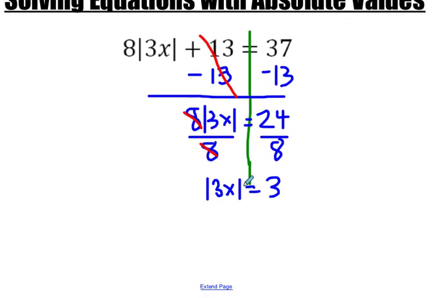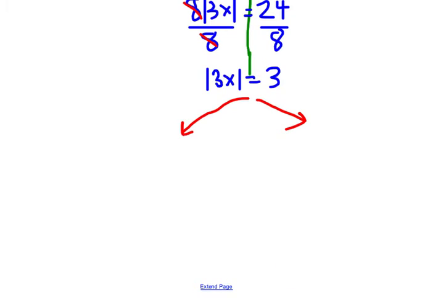So now that the only thing on the left-hand side are the absolute value bars and what is inside of them, now we can separate this into two separate equations. So we're going to break this into two. For the first equation, the only thing that you're going to do is get rid of your absolute value bars. So we're going to write this as 3x equals 3. For the second equation, you are going to get rid of the bars and change the number on the other side of the equation to a negative. So 3x equals negative 3.